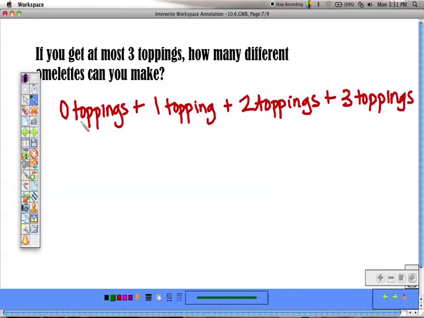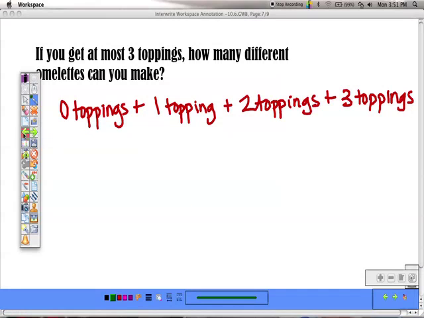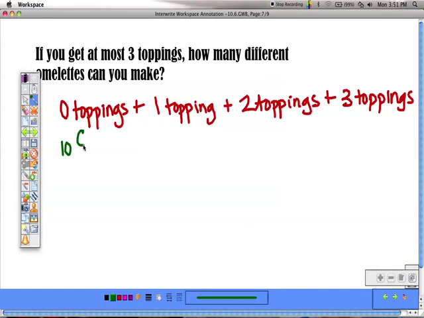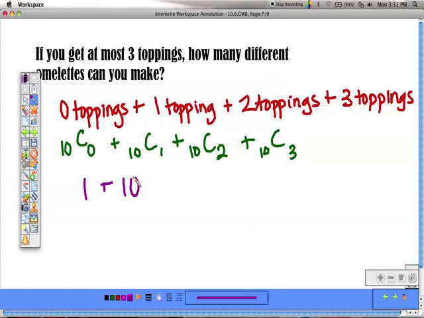Okay, so for 0 toppings, it's 10 total toppings. There's 6 non-meat, 4 meat. There's 10 total, and we're choosing 0. Plus out of 10, we're choosing 1. Plus out of 10, we're choosing 2. Plus 10, you're choosing 3. All right, so you can type this in your calculator. Ends up being 1 plus 10 plus 45 plus 120. So if you're trying to order an omelet with at most 3 toppings, there's 176 different omelets that you could choose from.